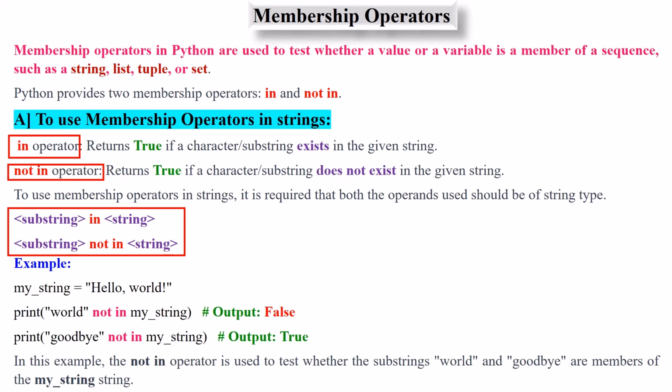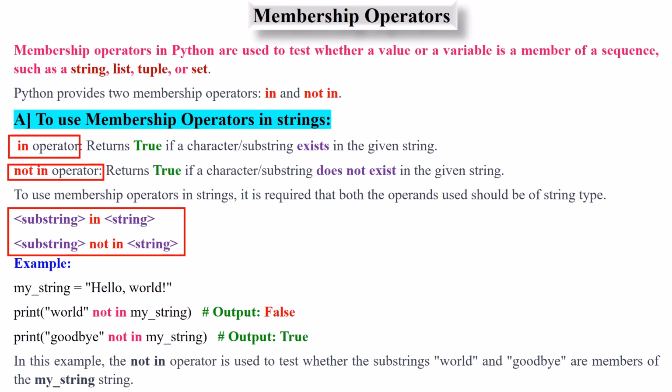In this example, it assigns the string "hello, world" to the variable my_string. Then, it uses the in operator with the not operator to check if certain substrings are present or not in my_string. In the first print statement, "world" not in my_string checks if the substring world is not present in my_string. Since world is indeed present in my_string, the expression evaluates to false.